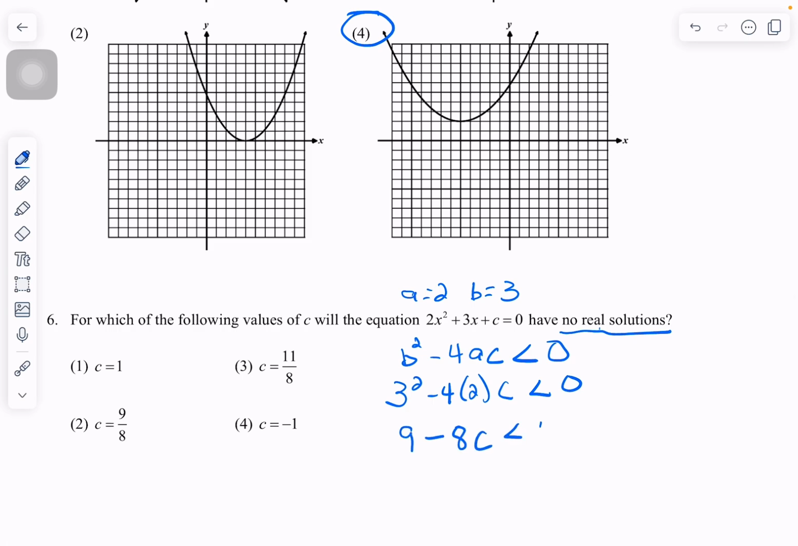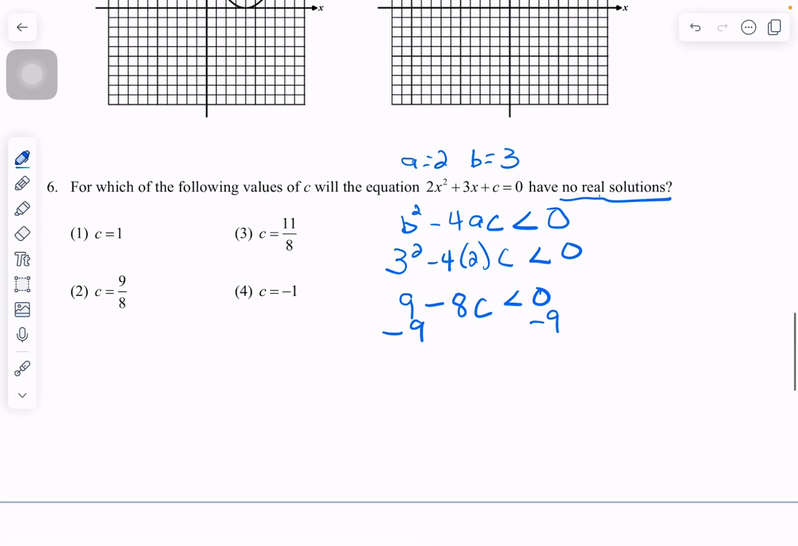minus 8c is less than 0. So we solve this: subtract 9 from both sides, and we get negative 8c is less than negative 9. Then we divide by negative 8. I get c is greater than, because I have to turn the sign around when I divide by a negative, 9/8. So the only one that is greater than 9/8 is 3.